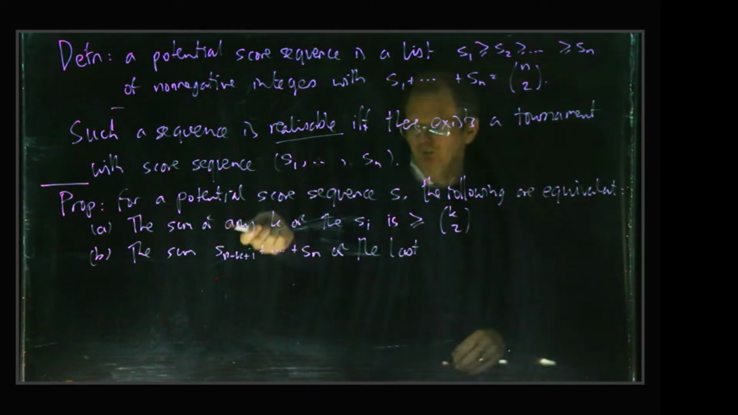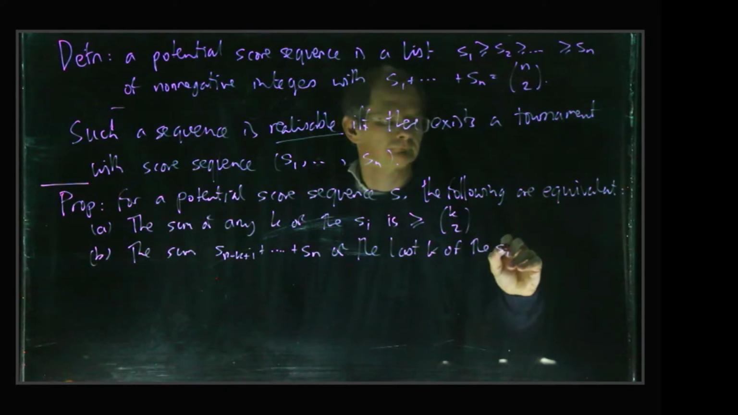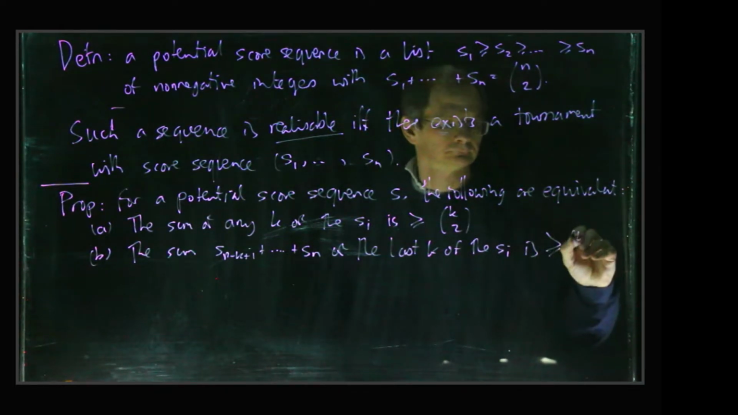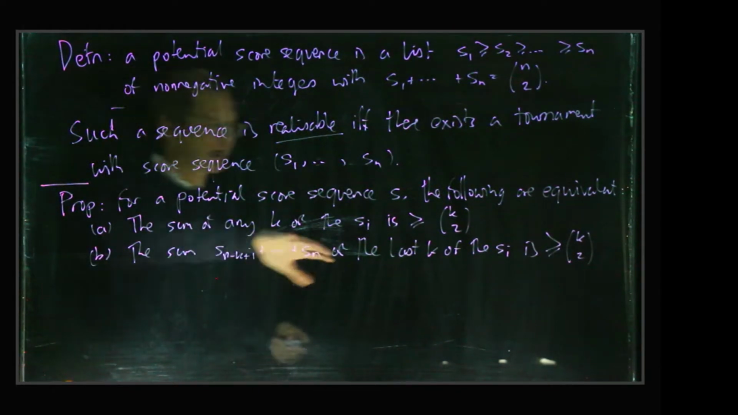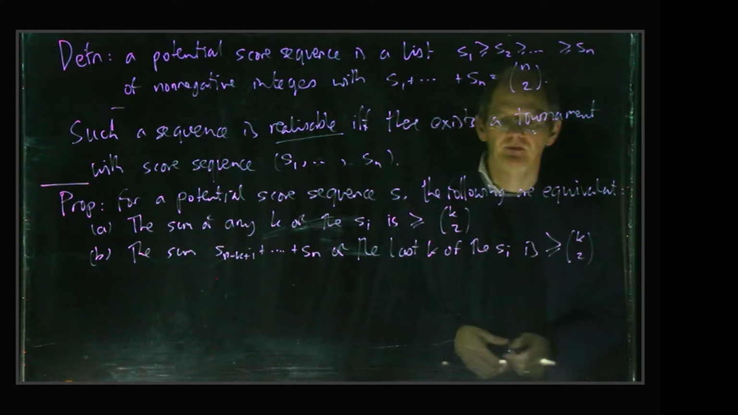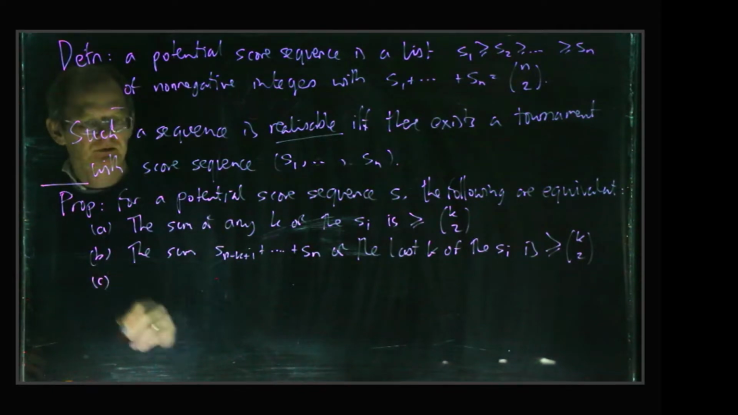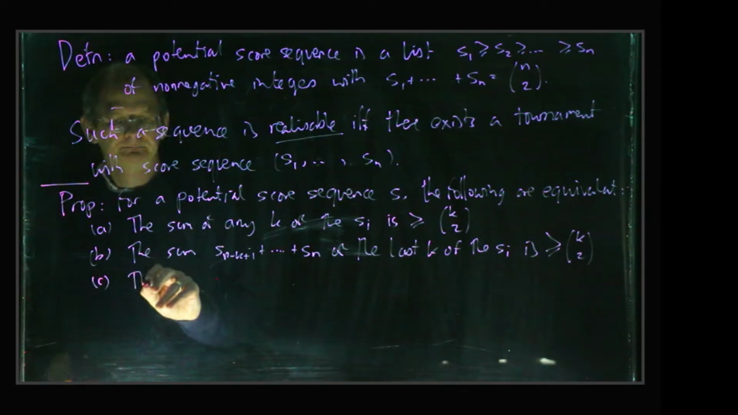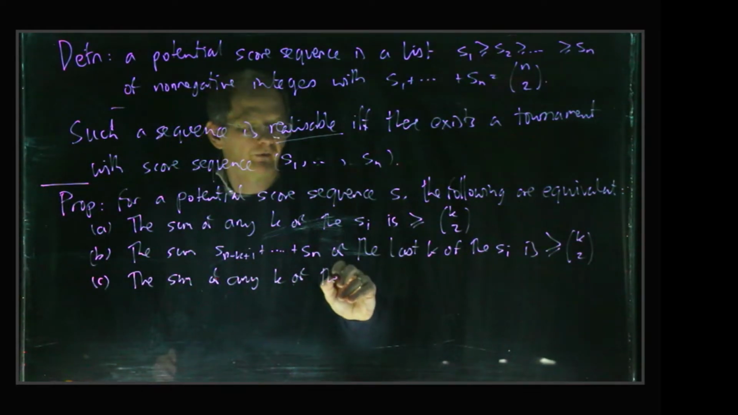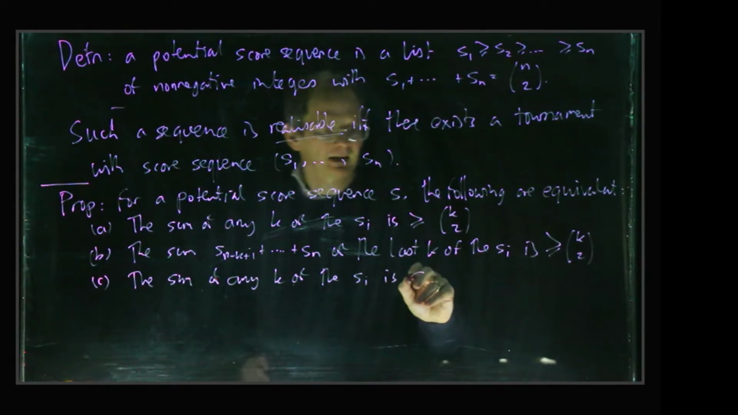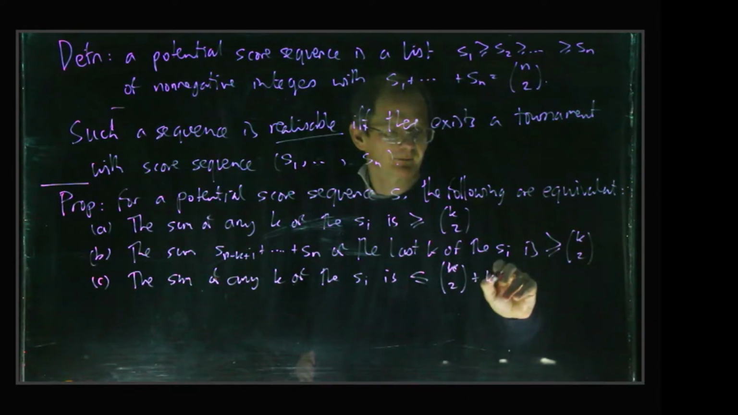So that's a condition on any sum of any k. Condition B says not any k, but just the last k. If you take the sum of the last k of these SIs, then the sum will be at least k choose 2. Condition C says the sum of any k of the SIs is less than or equal to k choose 2 plus k times n minus k.